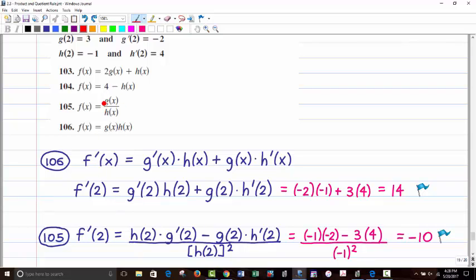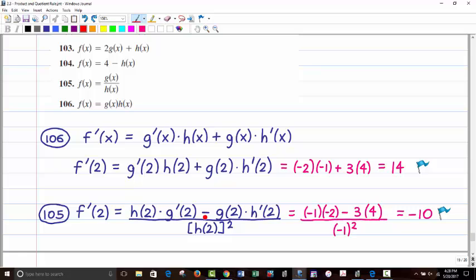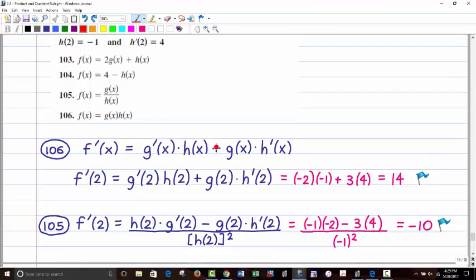The next one, if I went back to 105, g over h, you just have to do a quotient rule. Okay, I went ahead and put the 2's in there, so you can assume the 2's are already there. So it's basically h times g prime, bottom times the derivative of the top, minus the top, which is g, times the derivative of the bottom, which would be h prime, all over the bottom, which is h squared. Obviously if they had written this as h on top and g on bottom, it would have been a different result. We still could have done it, but it would have been a different result with that information.